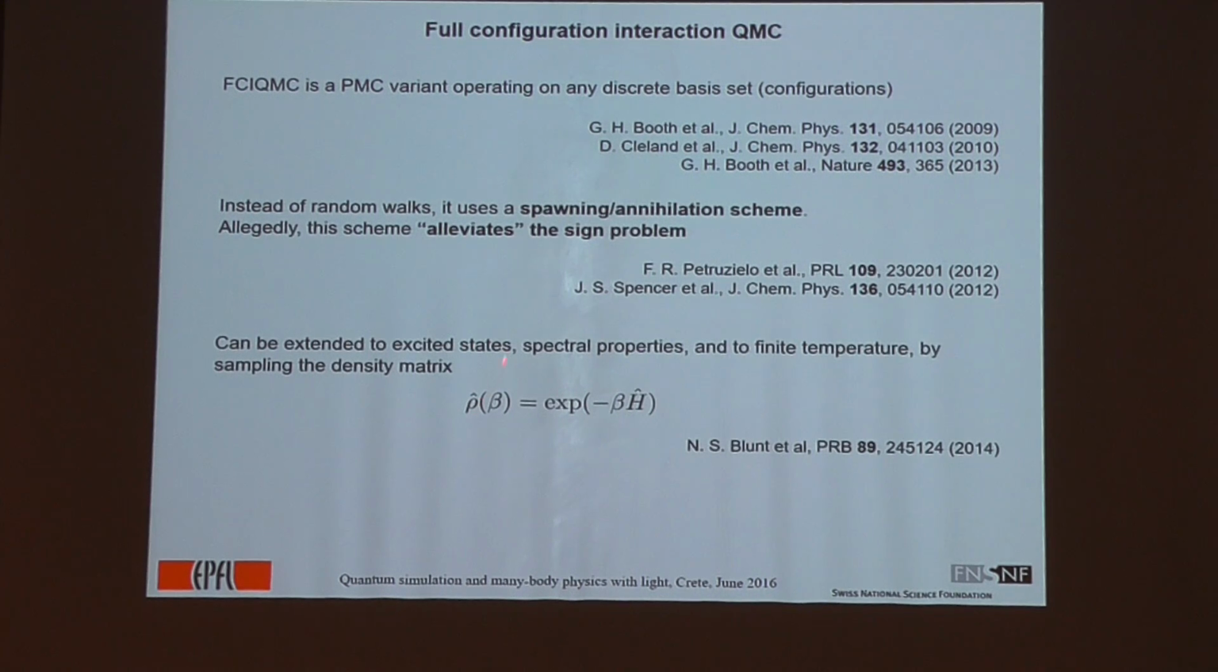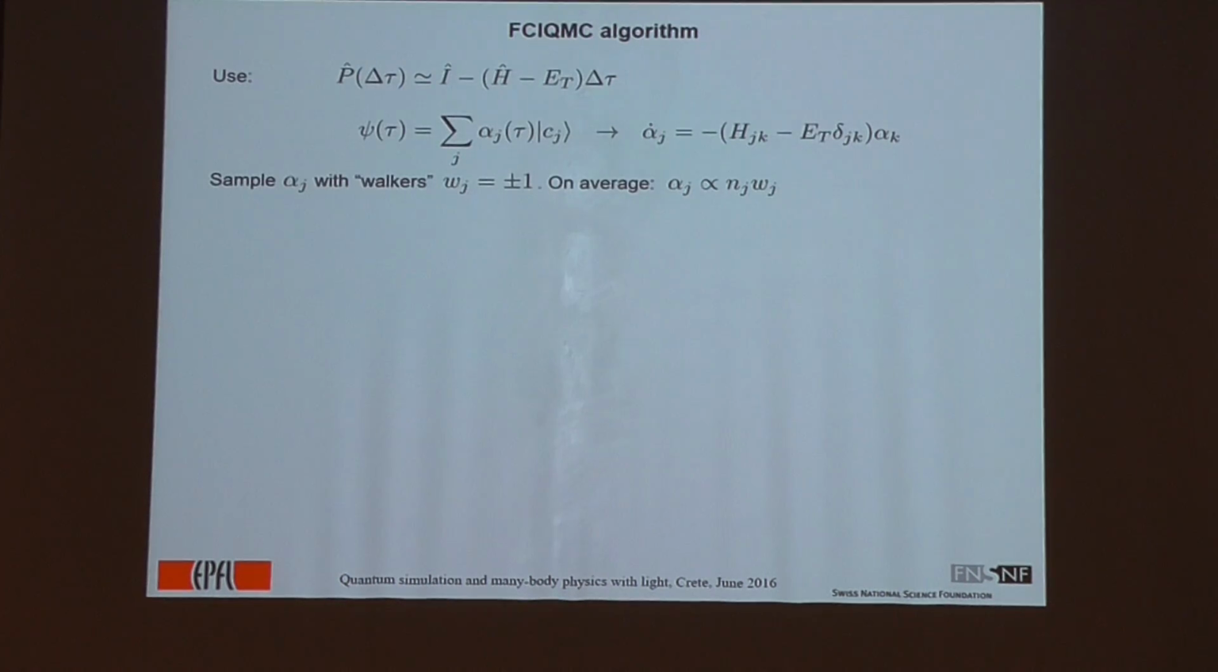And the good news is that it works also for excited states, for spectral properties, and also for finding temperature by sampling again this density matrix. Okay? So the plan is to use this for the fluid von Neumann dynamics. Let me explain briefly how it works. So you want to use the projector.